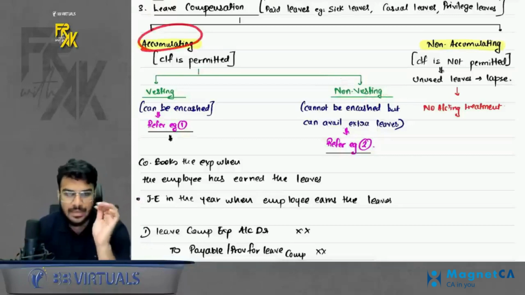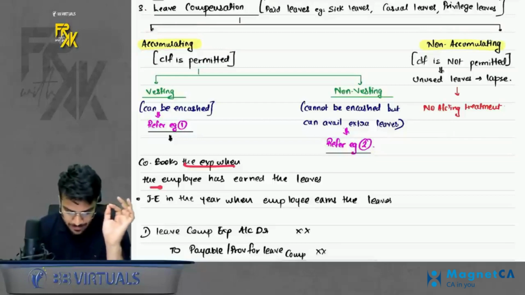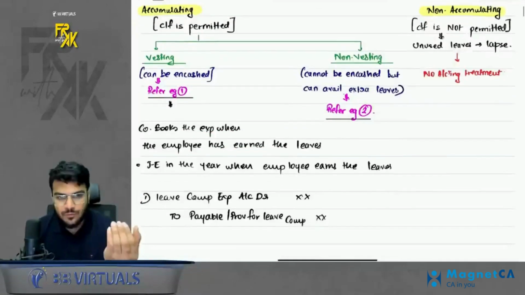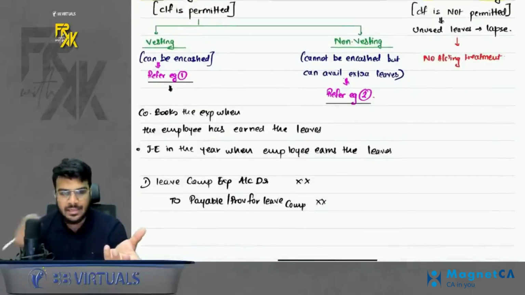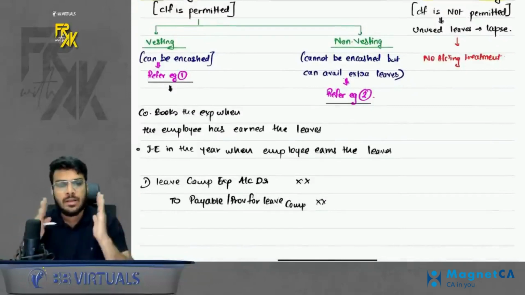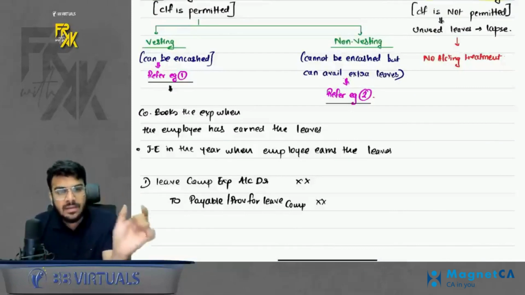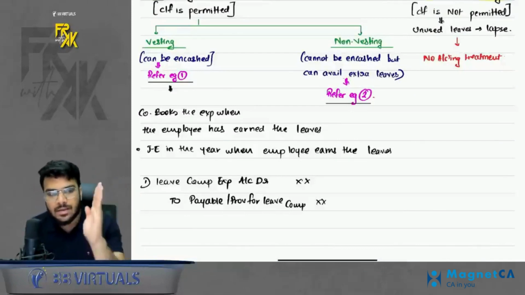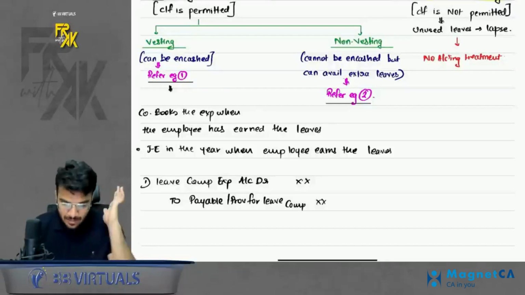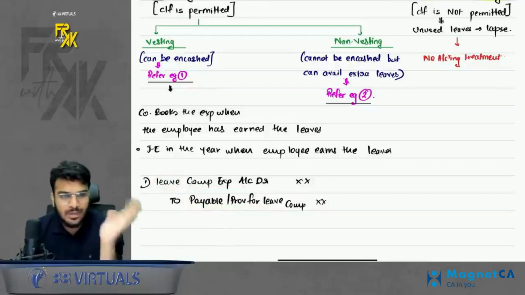Okay. In both these cases, do remember one thing. Company books the expense when the employee has earned the leave. So for example, for this 30 days in the next year, either the company will give extra money or the company will give extra leaves. But when did the employee earn these leaves? It earned these leaves in the current year. So for these leaves, company books an expense and payable. So company says leave compensation expense to payable or provision for leave compensation.